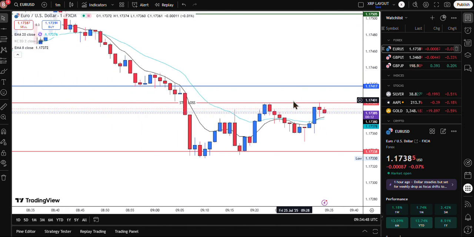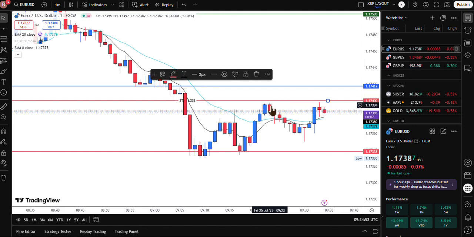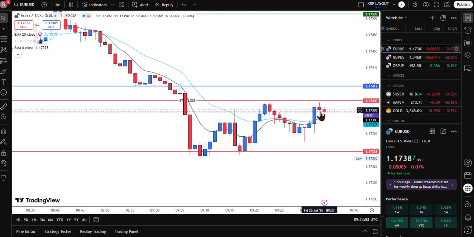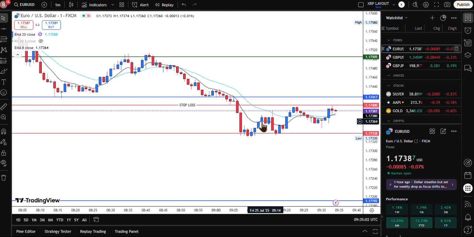So that's why I always say move it up a little bit. That way, if it comes to your last highest high, it won't fake you out and take you out the trade like it did. So yeah, that's a trading session with me.